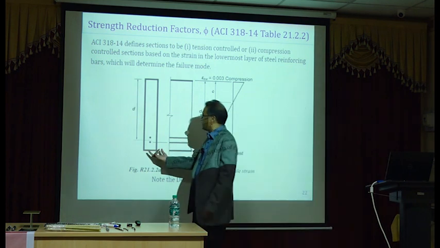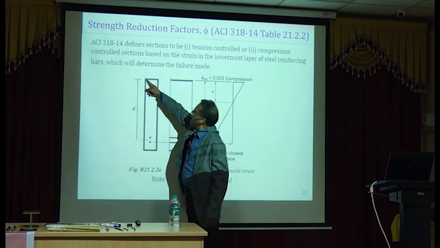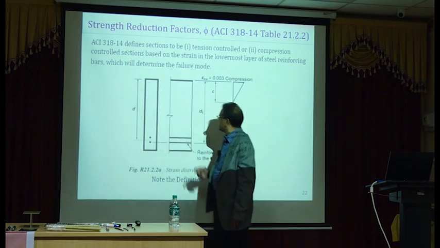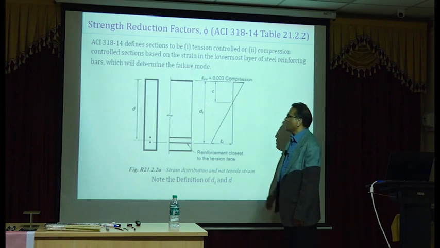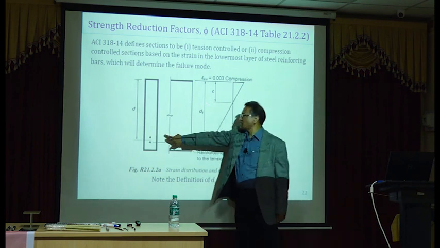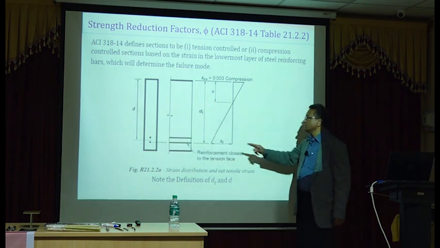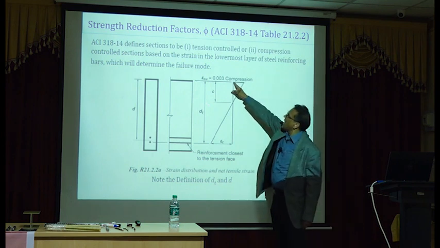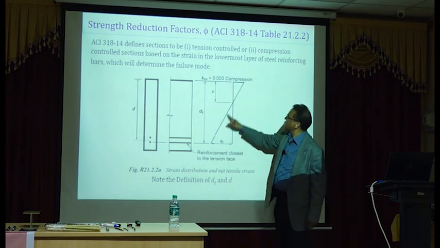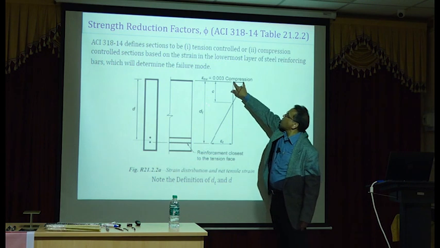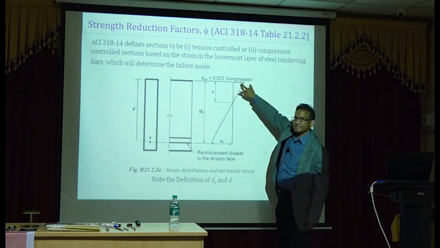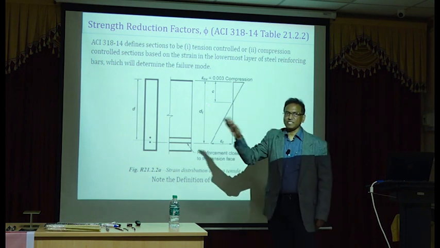Let's say this is my beam. It has some width, effective depth of d. Okay? And then we have reinforcement in 2 layers. My strain diagram is this. Okay? Strain here is 0.003. That's our reference strain, always.